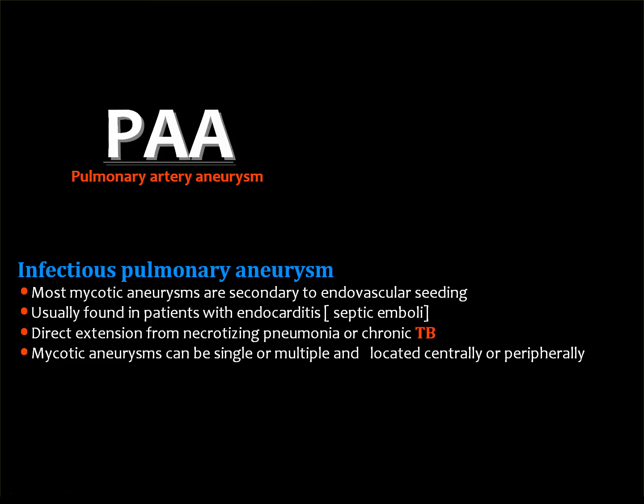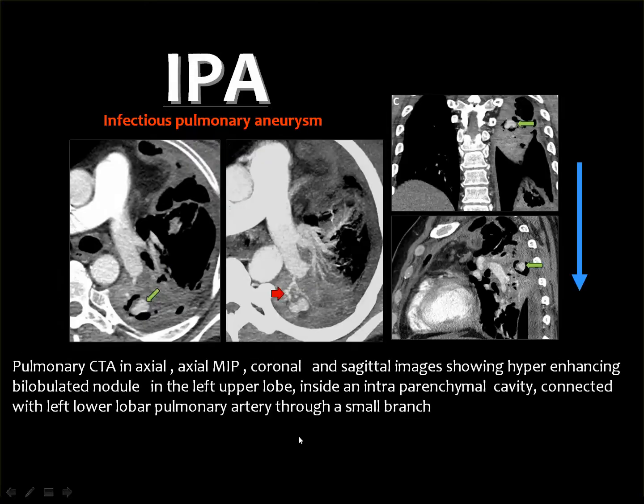Then we came to the infected or infectious pulmonary aneurysm, which develops in an area of inflammation, as you can see with the case of COVID infection. And also you can see it in cases of septic emboli. And if the aneurysm has developed in an area previously infected by TB, this aneurysm, which is the sequelae of tuberculosis infection, is usually referred to as Rasmussen aneurysm.